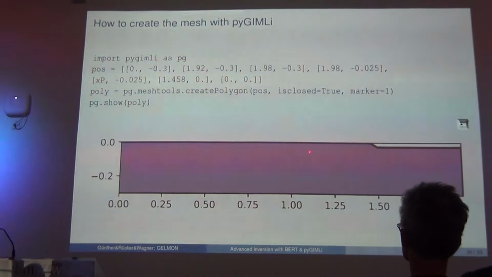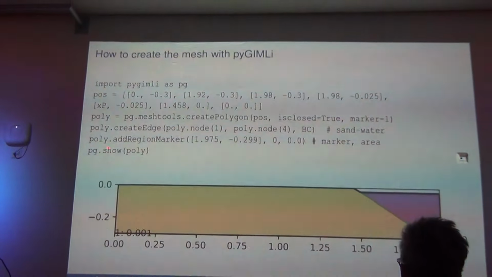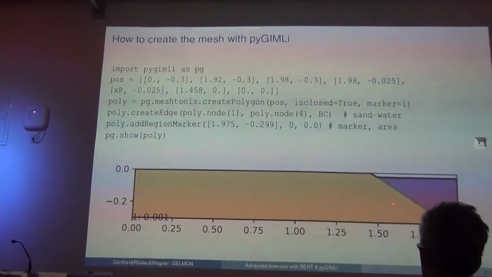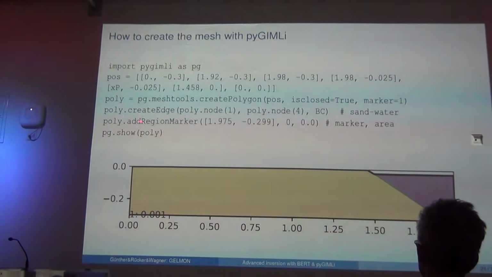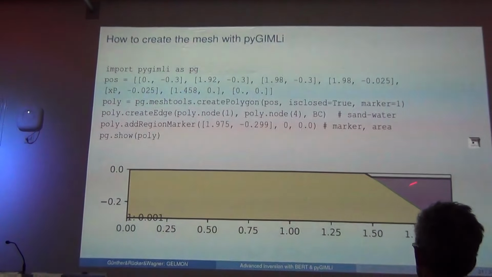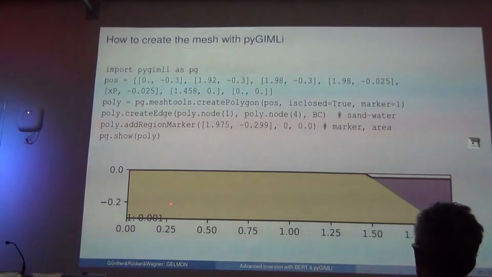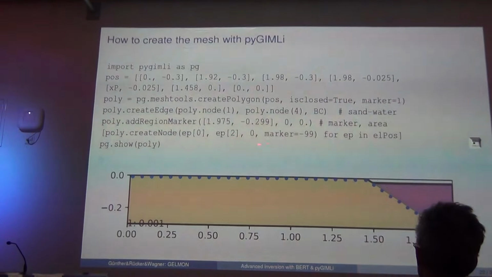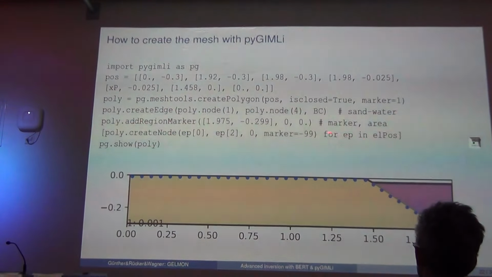Then you see this geometrical primitive. Next step, you want to separate your water and your sand. So you create an additional edge, just by calling create edge. You're just connecting this point with this point. That's it. Then you add a region marker, so that you have 2 regions. There's region number 0 in the water, and region number 1 in the sand. Then you add your electrodes. You need to read them from a file or something like this. But you just create a node and give it a special marker, but it's not too important. So you just iterate through all the electrode positions, put them into the mesh, and well, here they are.